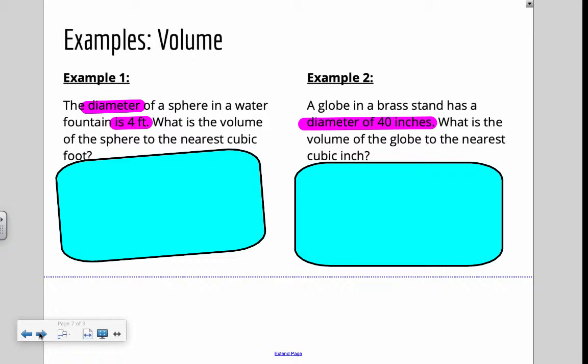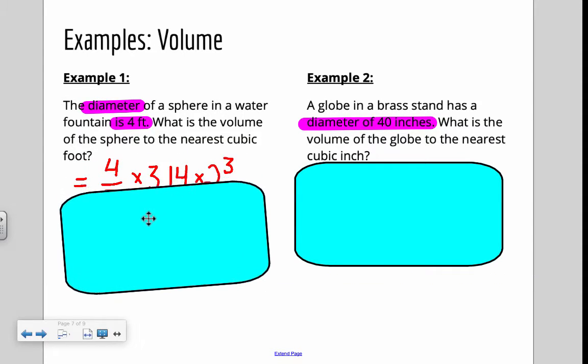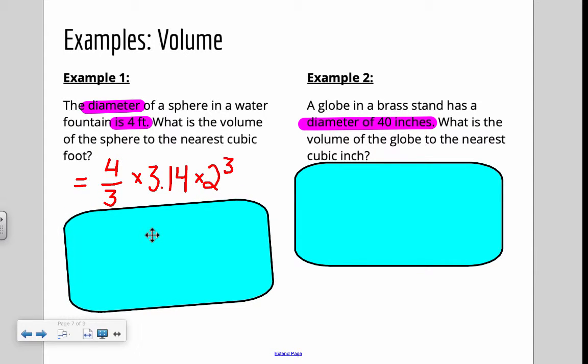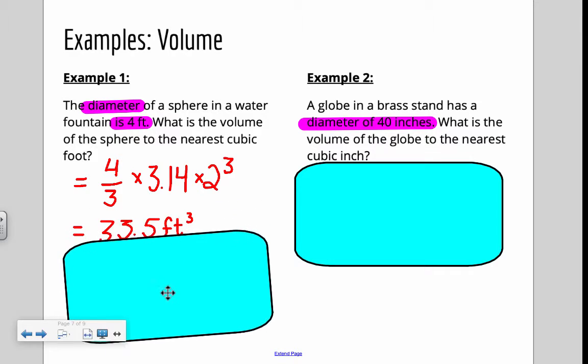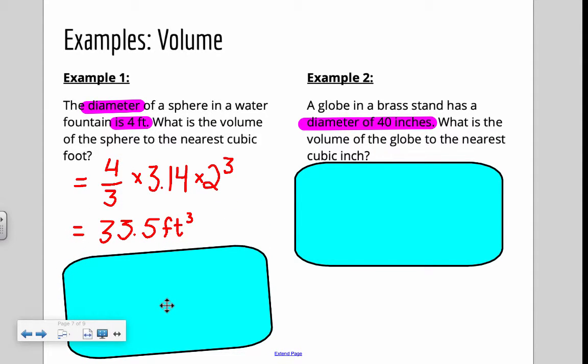The diameter of a sphere in a water fountain is 4 feet. What is the volume of the sphere to the nearest cubic foot? I highlighted in purple for you guys. Notice that they're giving the diameter, and our formula uses the radius. So right off the bat, I have to cut that in half, and remember to use 2 feet in my formula. So first I write out the formula, 4/3 times pi times 2 cubed. You're going to go ahead and type that into your calculator. Use your ABC button for 4/3. And our final answer, you should be getting 33.5. Because we're measuring volume, it's units of measure cubed, so feet cubed.